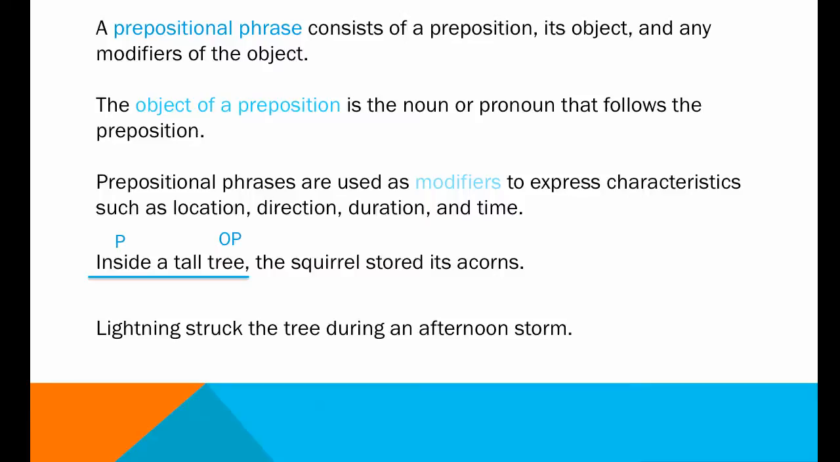Another example: lightning struck the tree during an afternoon storm. Here the prep phrase is during an afternoon storm. The prep phrase begins with the preposition during and ends with the object of the preposition storm. This entire phrase again functions as an adverb telling us when lightning struck the tree.